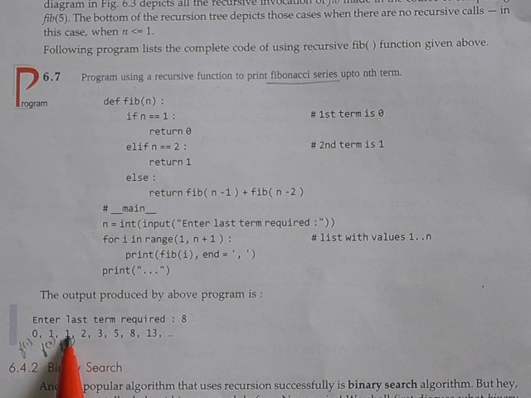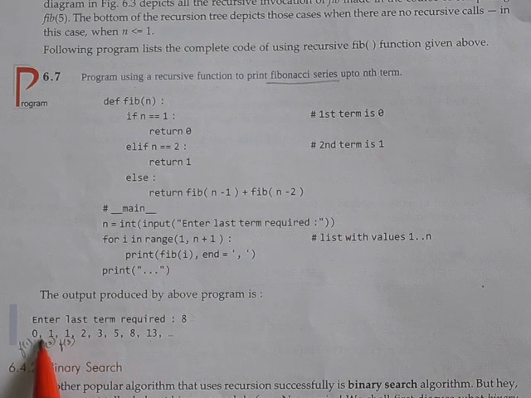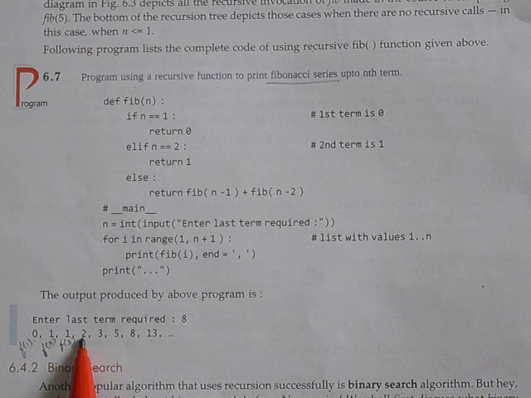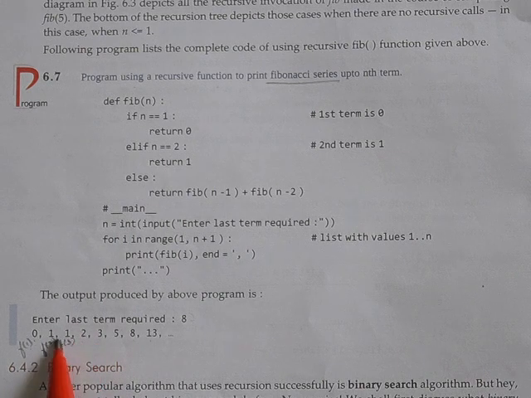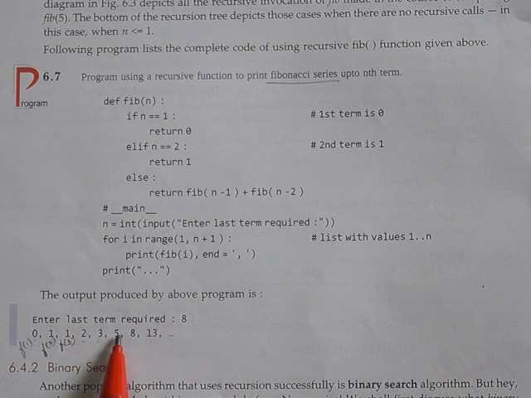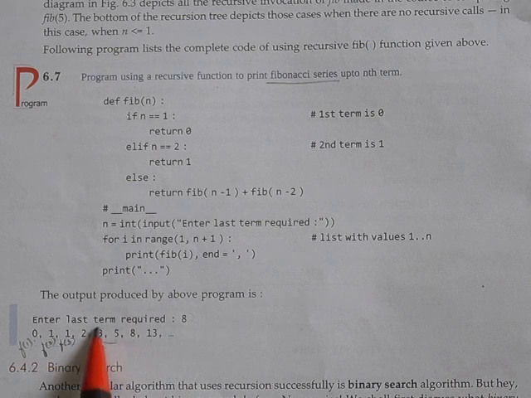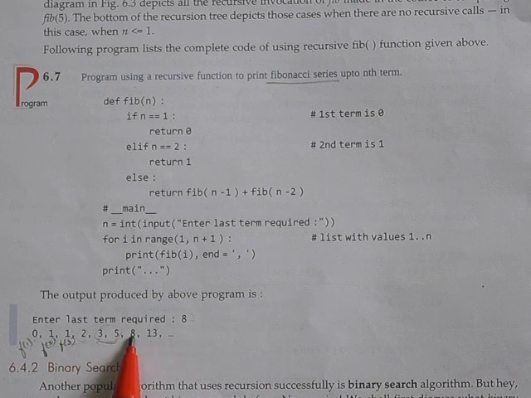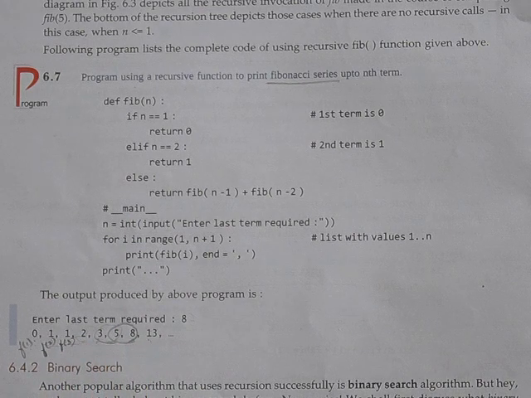And the third term means 0 plus 1 will become 1. Then 1 plus 1 it will become 2. Then these two terms, 1 plus 2 it will become 3. Then these two terms, 2 plus 3 is 5. Then these two terms, 3 plus 5 is 8. Then these two, 5 plus 8 is 13. Like that it will go on.